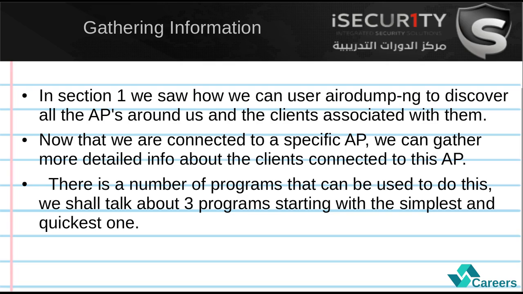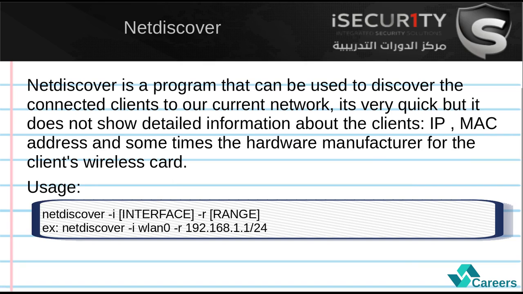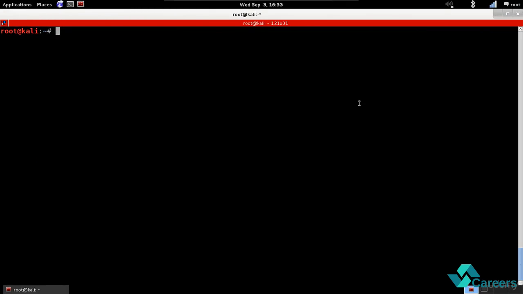We're going to talk about 3 programs. Now, there are a lot of programs that do that. We're going to start with the simplest and quickest one, and that is netdiscover. Let's see how we can use netdiscover. As I said, it's the quickest and the simplest, but it doesn't show very detailed information about the target clients. It will only show us their IP address, their MAC address, and sometimes the hardware manufacturer.